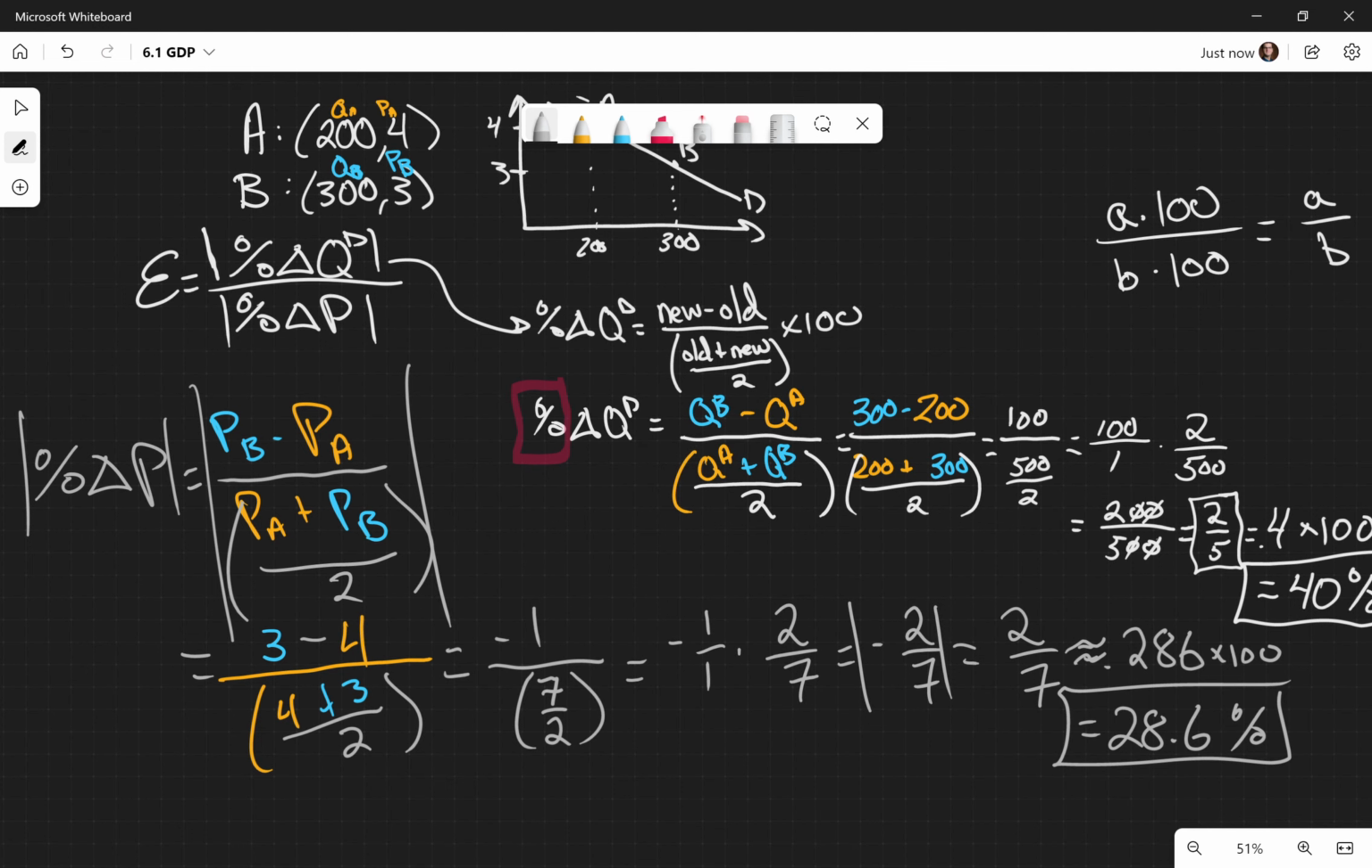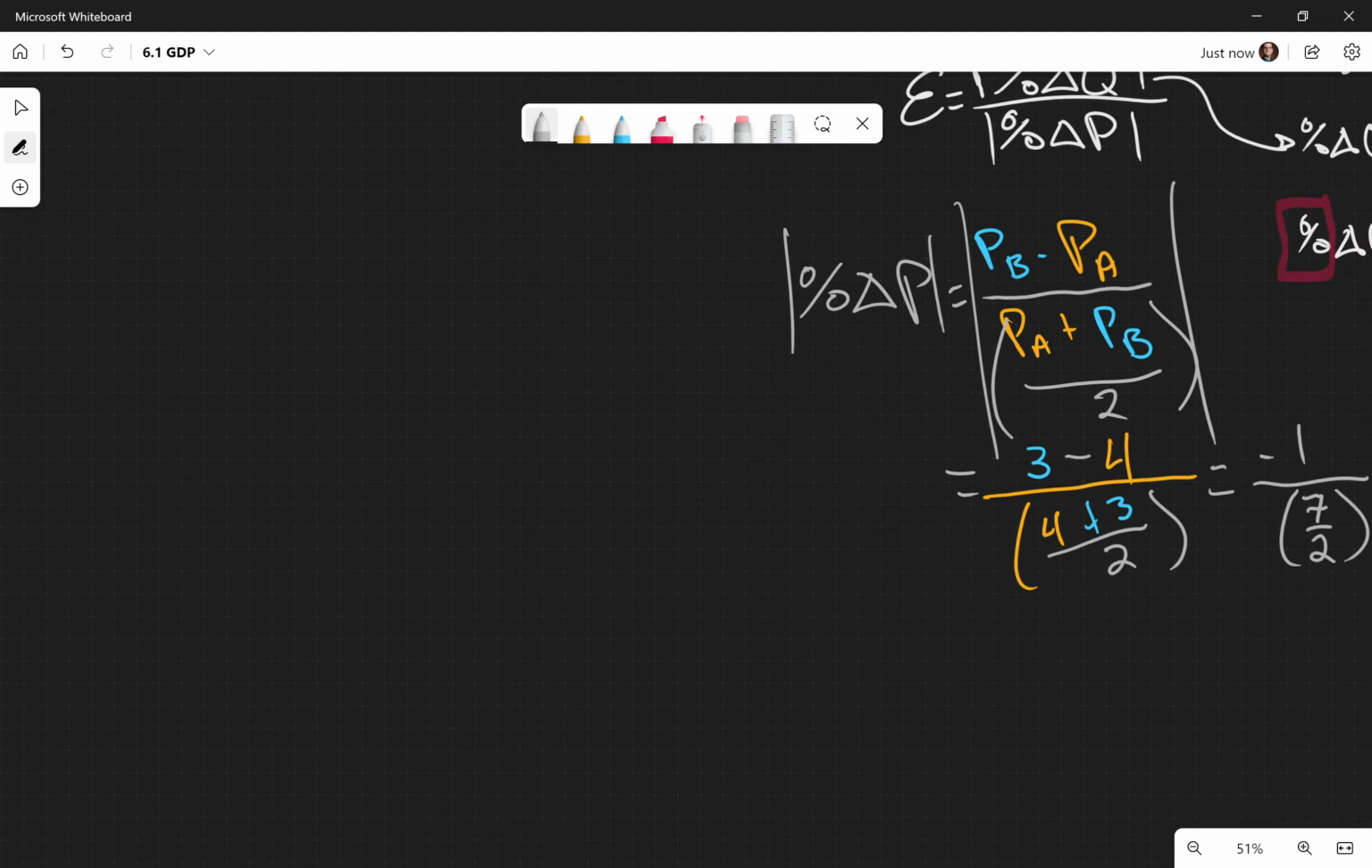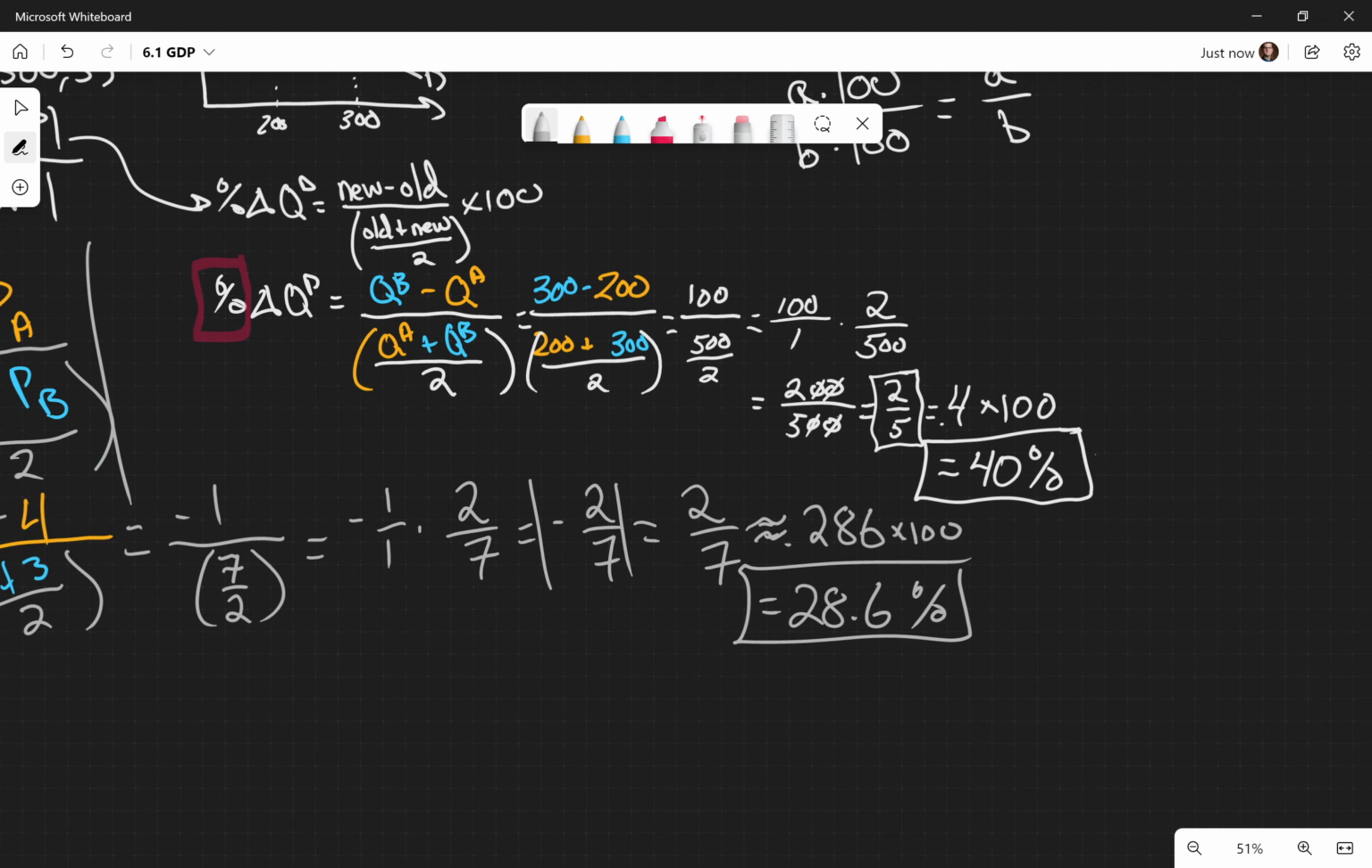And so now, given that we have this piece of information, which is our quantity demanded, given that we have this piece of information, which is our price, we can now go ahead and tie them together for our elasticity. The change in the quantity demanded is 40%. The change in the price is 28.6%. 40 divided by 28.6 is going to give us pretty close to 1.4.